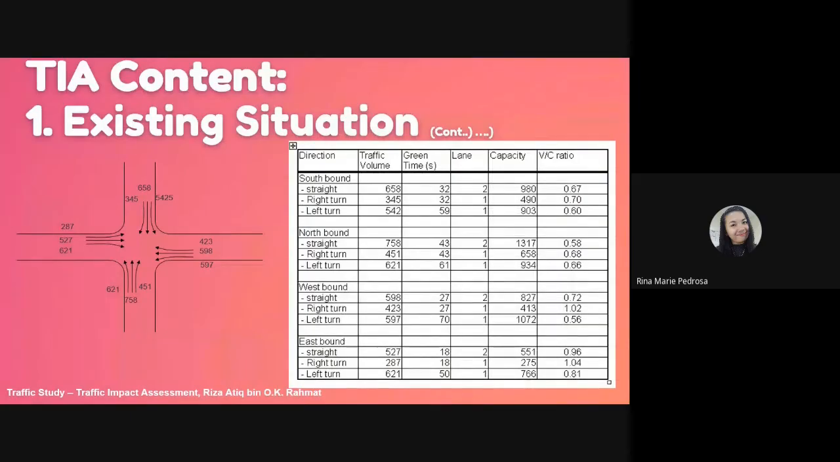Here is one of the intersections. And it has here the traffic volume, green time, lane capacity, and flow over the capacity ratio.